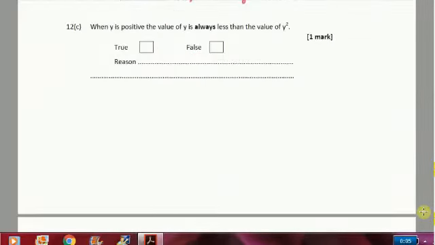And question 12, part C, when y is positive, the value of y is always less than the value of y squared. I'd say that is false, because if y is less than 1, for a number which is less than 1, when you square it, it actually gets smaller. So y will be bigger than y squared.